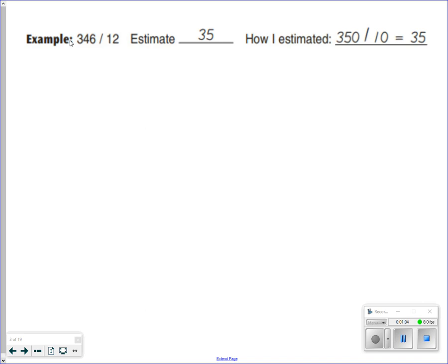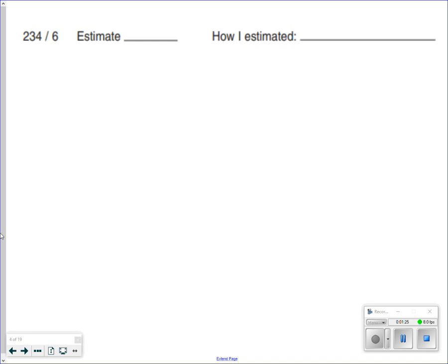So right here we have the number 346 divided by 12. Well, what the book did, or what the Everyday Math people, I should say, did, is they took 346 and put it close to 350. They took the 12 and rounded that down to 10. So 350 divided by 10, and we just cross off these zeros. They got 35 for an answer.